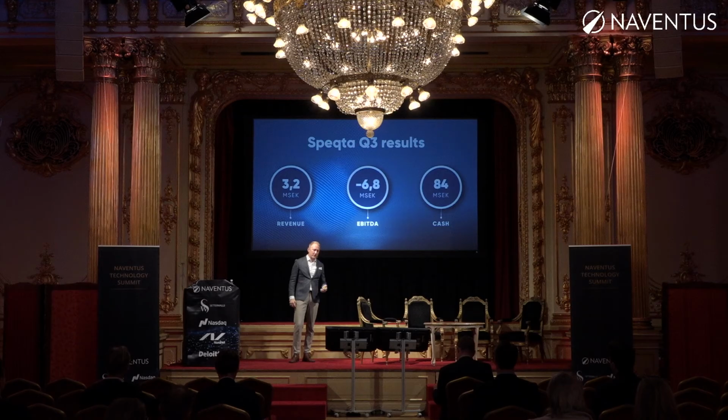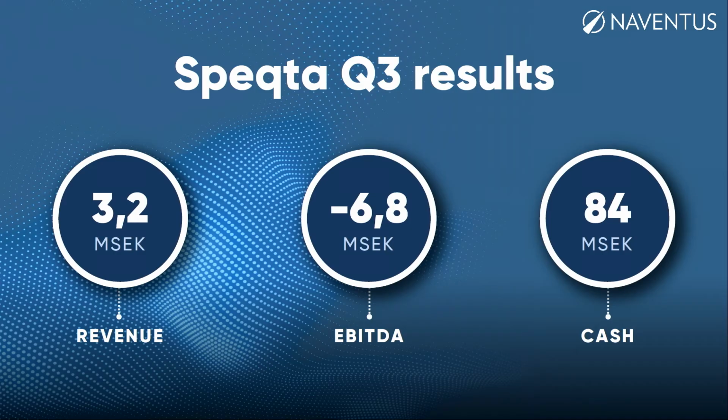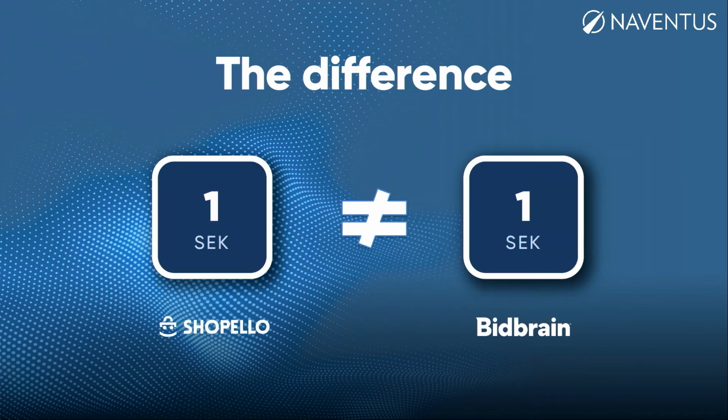So the last quarter, we had revenues mostly from Shopello with 3.2 million, a negative EBITDA of the burn rate. We are building this service right now. And our cash is currently at 84.